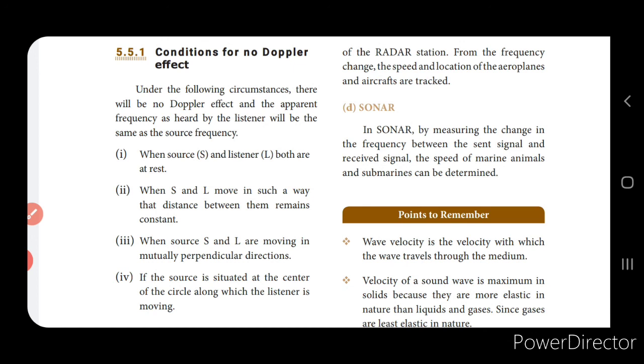The next one is the sonar. We have already dealt with this. Ships send a signal, and it is received back after meeting an obstacle. Using this, the speed of marine animals or submarines, if any are present, can also be detected. That is called sonar, sound navigation and ranging. So these are the applications of the Doppler effect.